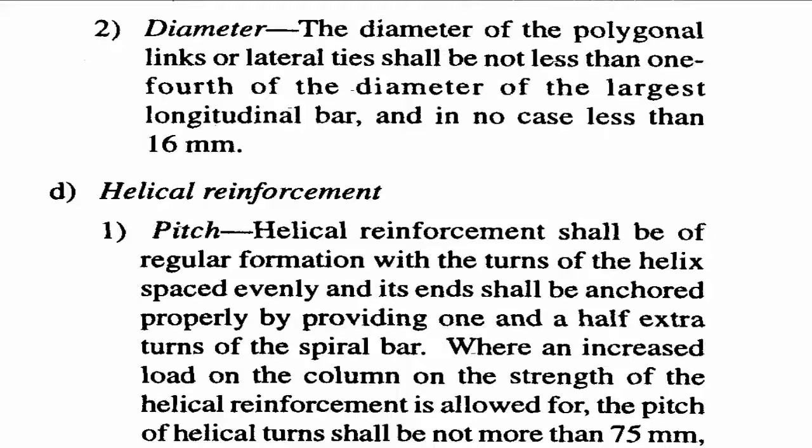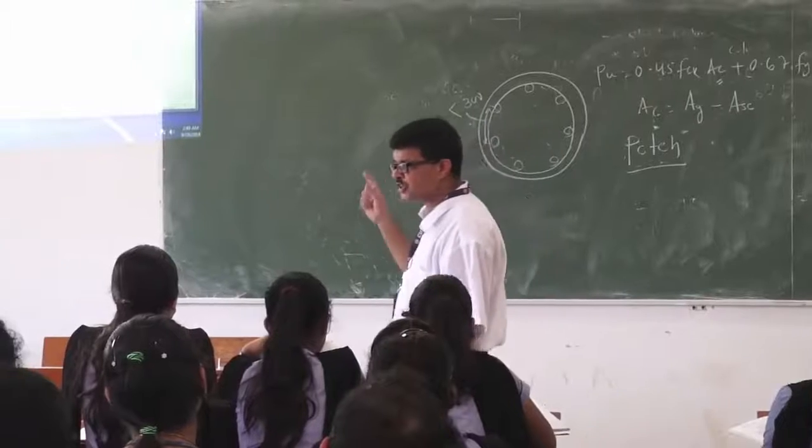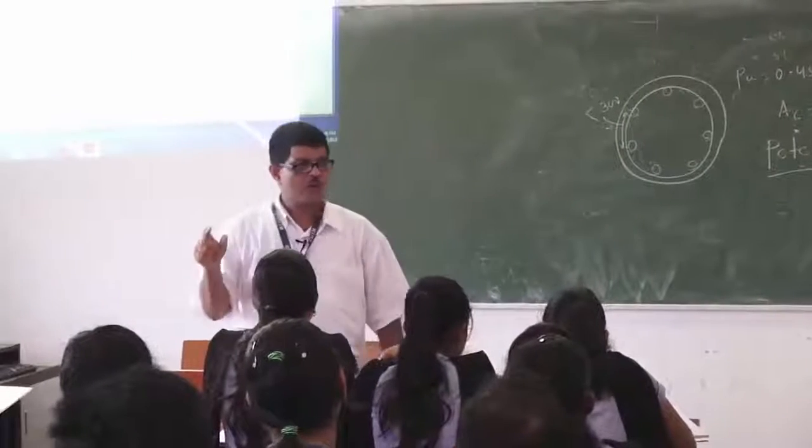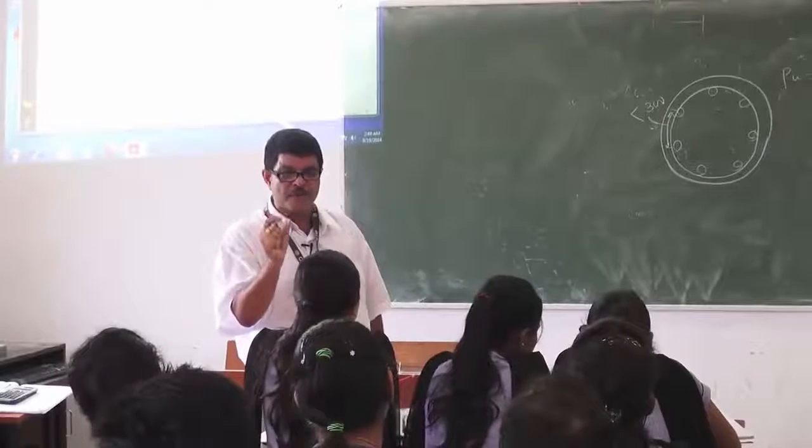That's why it says the diameter of the polygonal links, all lateral ties, shall not be less than 1/4 of the diameter of the largest longitudinal bar. See the diameter of the bars for the largest value, 1/4 of that value. In no case less than 6 mm, it is not 16, it is actually 6. So you have to take 6 as the minimum diameter of the links.